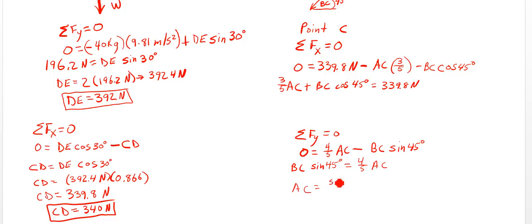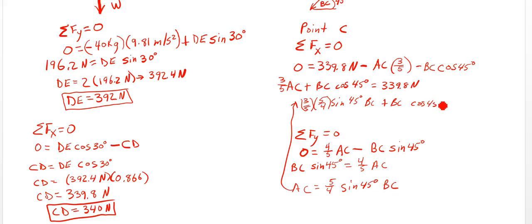So AC equals 5/4 sine 45 BC. I'll take that and fill it in here. So we're going to have 3/5 times 5/4 sine 45 BC plus BC cosine 45 equals 339.8 newtons. When I do that math, I get BC equals 274.6 newtons, which goes to three significant figures, 275 newtons.